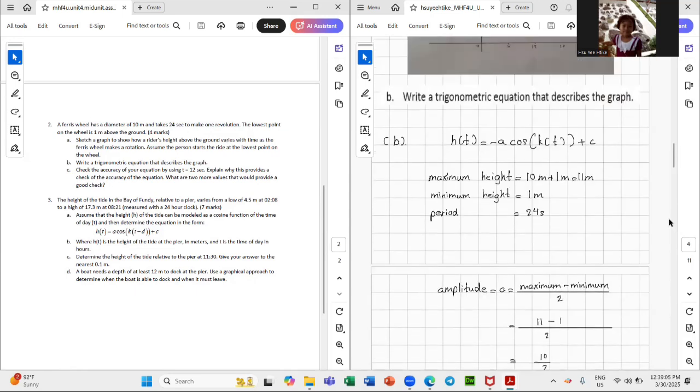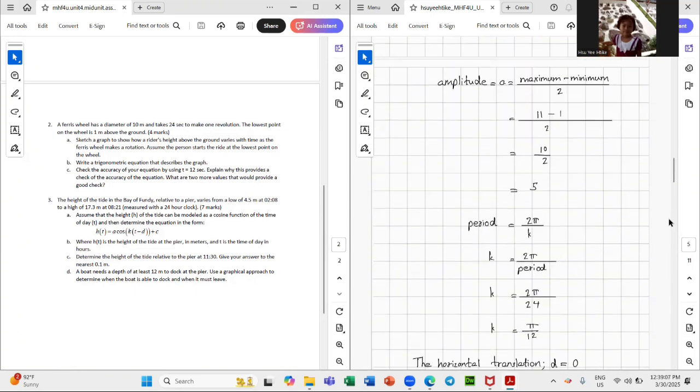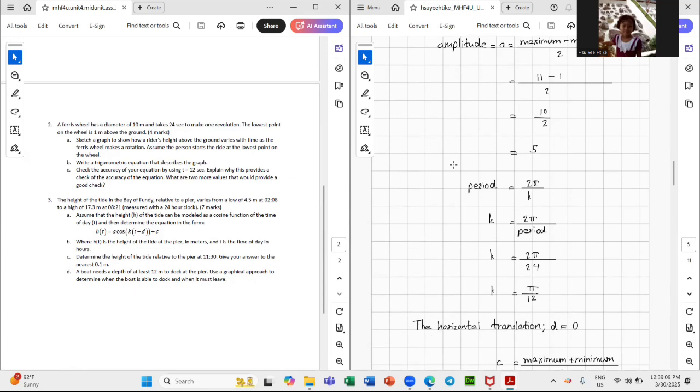And next, we have to find the value of k. Before we find the value of k, we need to know the equation. Period is equal to 2 pi over k. To find the value of k, we have to rearrange the equation. k is equal to 2 pi over period. So we substitute the value of the period in this equation, and the final answer becomes k is equal to pi over 12.